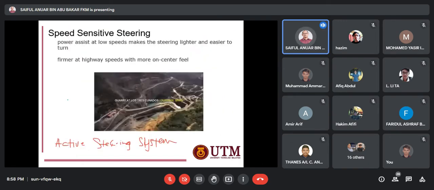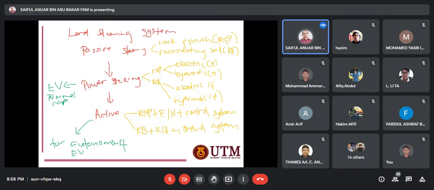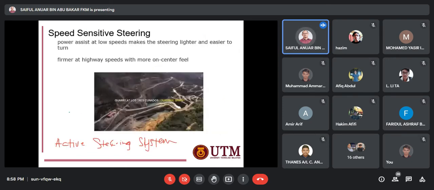Okay, and then for speed sensitive steering, it falls under power steering. We have different types, but speed sensitive steering by Ford, by Bosch, falls under this category, power steering. I'm going to share some video from YouTube.